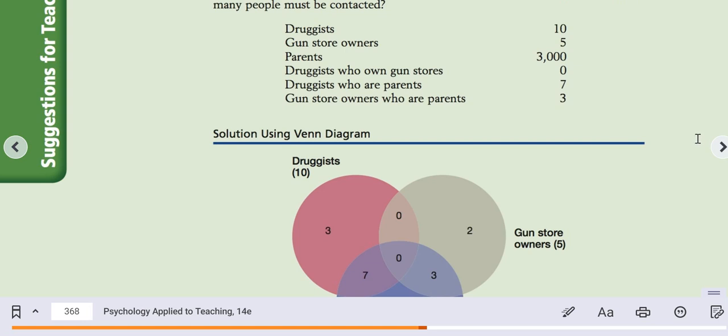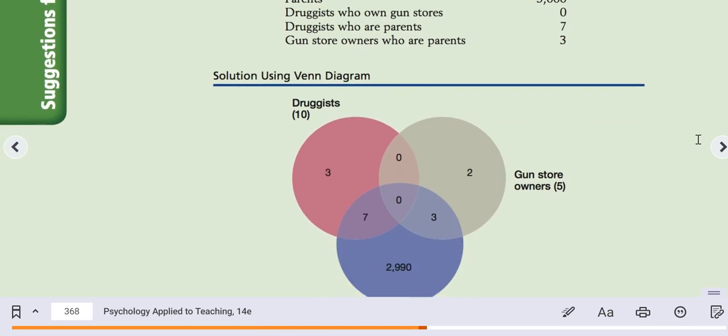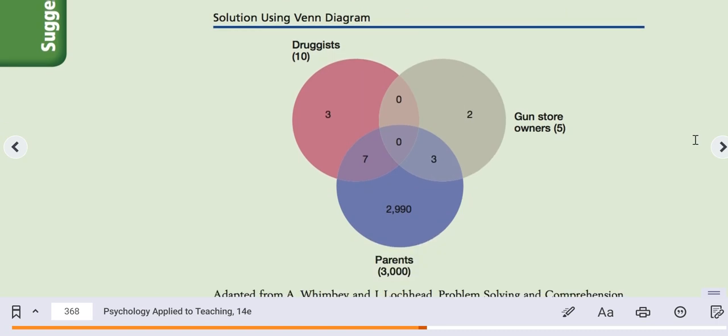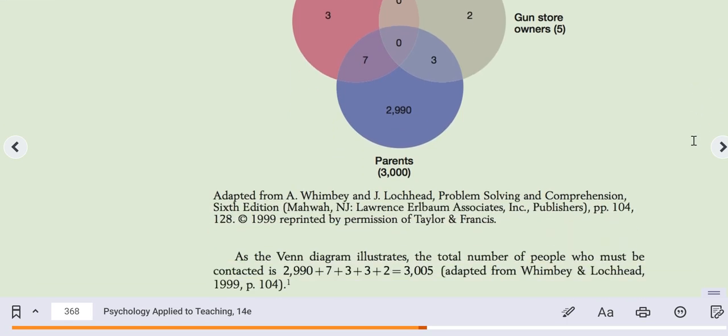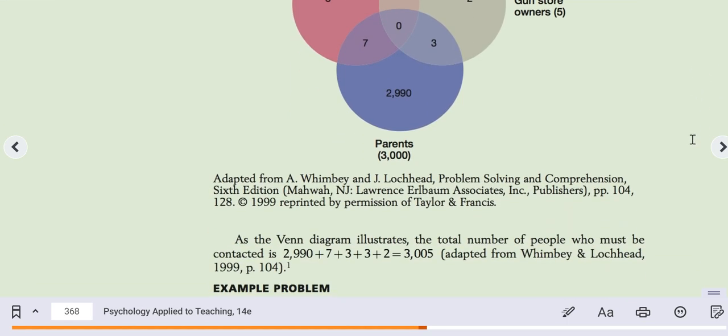Solution using Venn diagram. You can see there's overlapping elements, but you're still going to have to contact mostly 3,000 people. As the Venn diagram illustrates, the total number of people who must be contacted is 3,005 people.